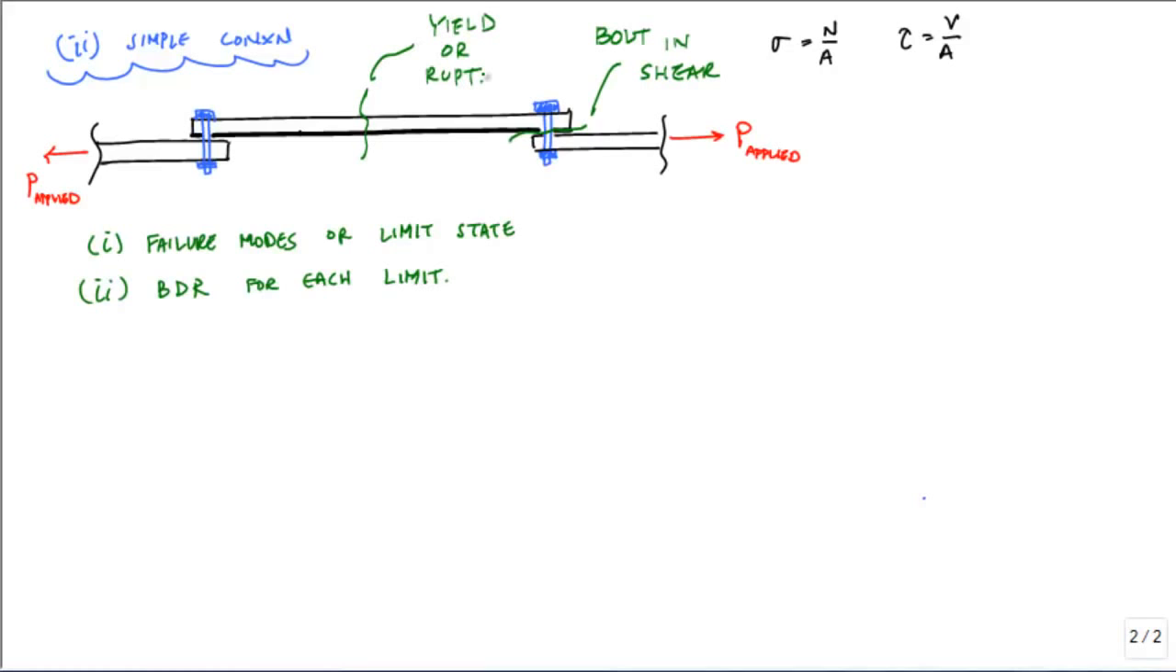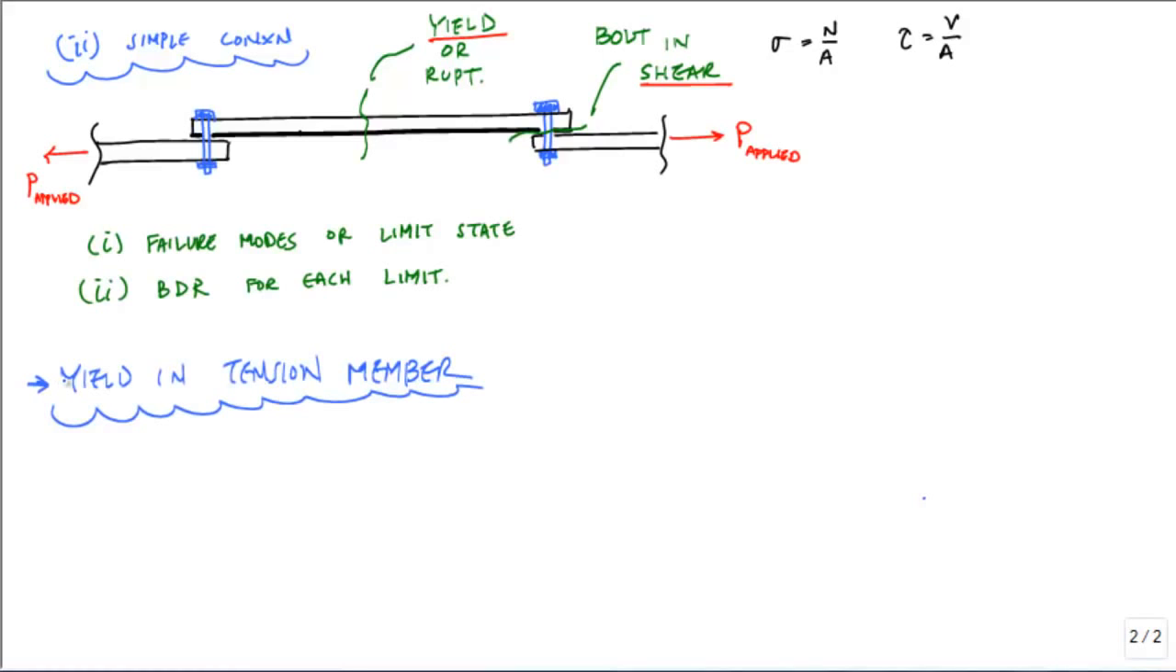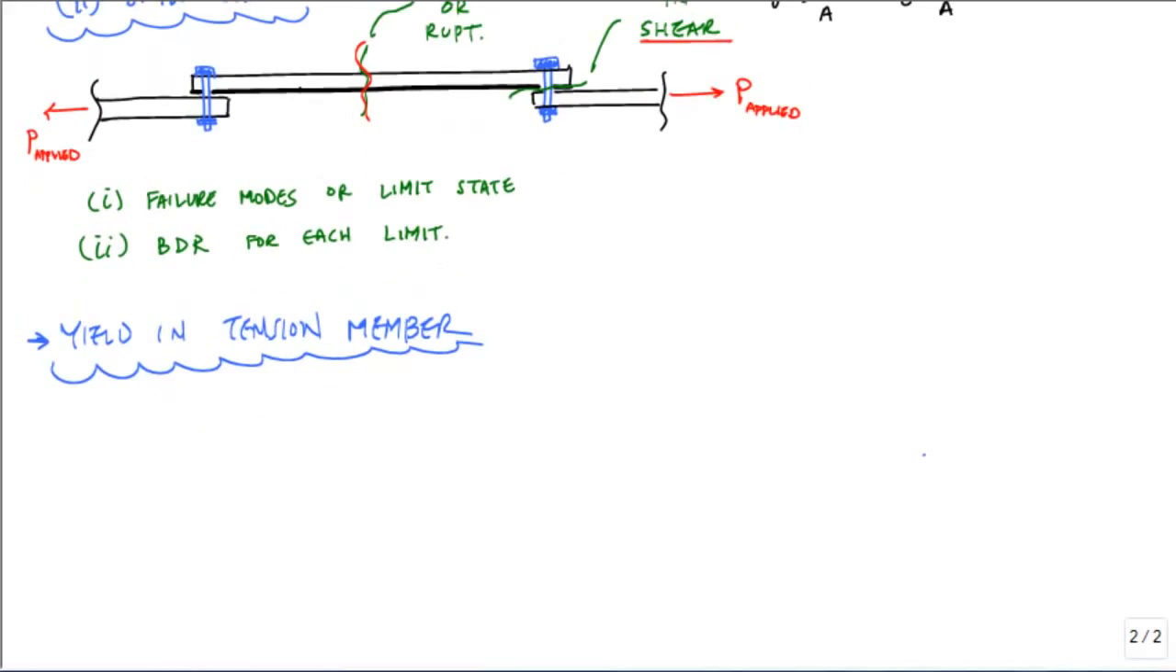And so I want to examine the basic design relationship associated with each of these limit states. And for us, we're going to focus on yielding and shear in the bolt. Let's start off with yielding in the tension member. So yielding in the tension member, if I want to make a cut here, and I want to draw my free body diagram, that free body diagram of my cut, I can choose either the left or the right, will look something like this.